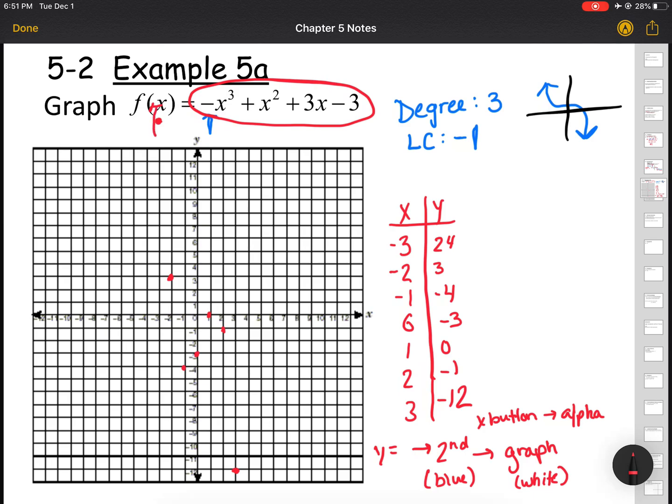If I connect them, it makes a dip and then goes back up and then goes back down again to make our backwards S-shaped curve. So there was our degree that was odd with a negative leading coefficient.